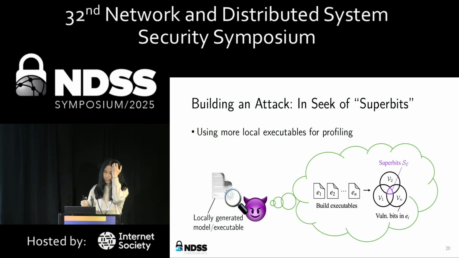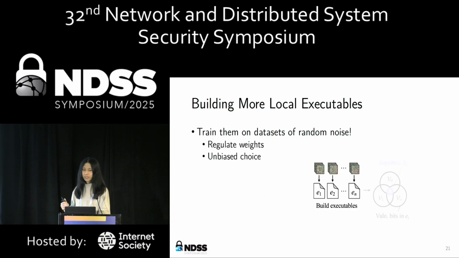So the next step is to build an attack out of this discovery. To do that, we want to use more local executables during the local profiling phase and find the intersection of their vulnerable bits, which we'll call superbits for convenience. And how to build more local executables, like what data sets do we train them on? Well, it's an answer you may not expect. Just use random noise initialized with different seeds.